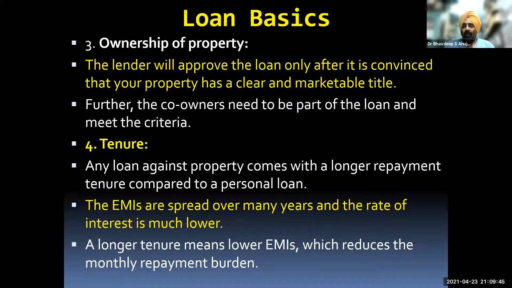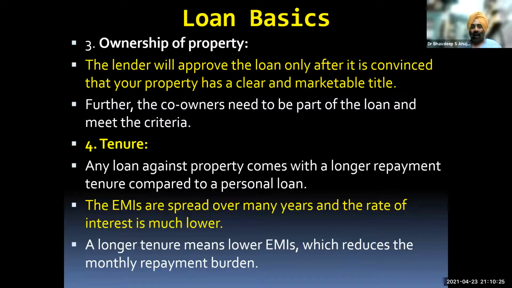Then ownership of the property. It has to be sure that you are actually the owner. The paperwork will be verified from, say, the municipal corporation or the patwari, wherever the documents can be verified from the government end. If there are multiple owners of a property, they also need to be a part of the loan and meet the criteria. You can't say that you are one of the co-owners of the property and you want a loan. All those people who are there have to be either guarantors or co-owners of the loan.